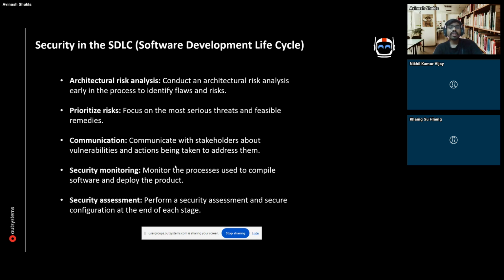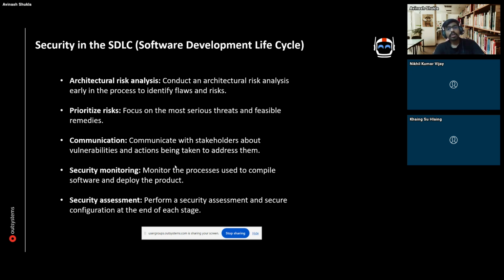We can also use AD authentication in our application, so as to reduce anonymous users, and so that only the intended users are provided access to our application. Then we have communication. We should communicate to our stakeholders the vulnerabilities and the necessary action that should be taken to ensure security in our application.